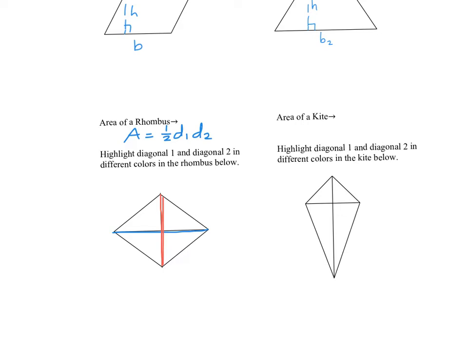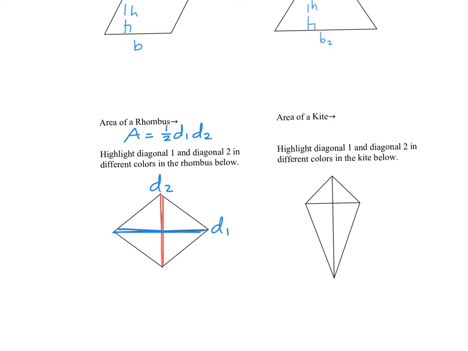And just the place that I see people often make mistakes with this is they'll call this piece diagonal 1 and that piece diagonal 2, and that does not work. Okay. The diagonal is the whole thing. So don't take half of it. Take the whole diagonal times the whole diagonal. Okay. So if we call this diagonal 1, then this would be diagonal 2.